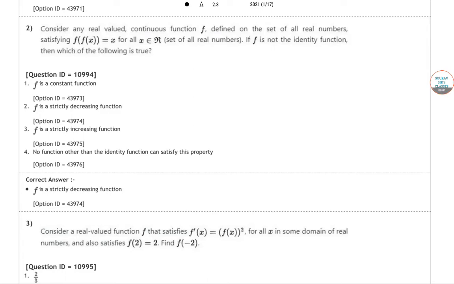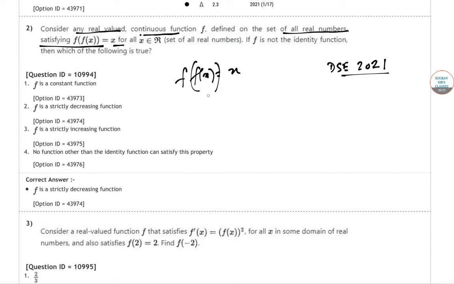Hello students, in this video I will be solving the DSE 2021 paper, question number 2. In this question, they have given a real valued function which is a continuous function defined on the set of all real numbers satisfying f of f(x) equal to x. Okay, so f of f(x) equal to x, for all real numbers, if not the identity function, then which of the following is true?